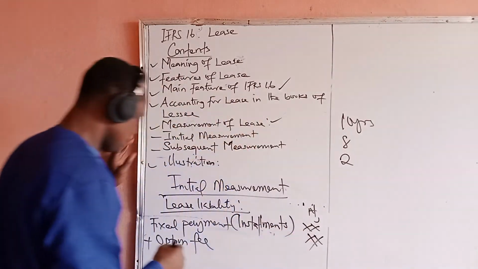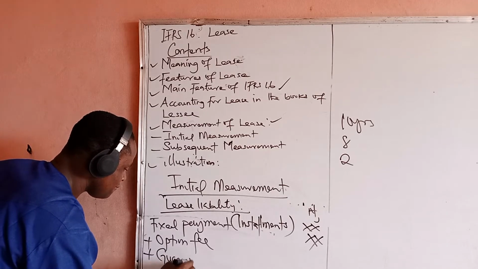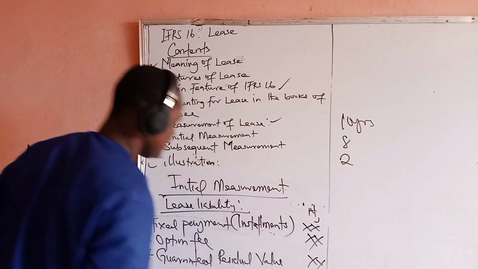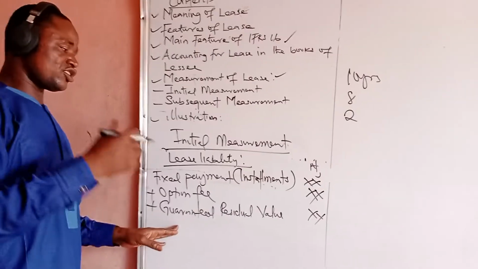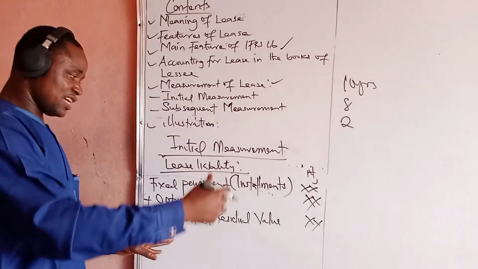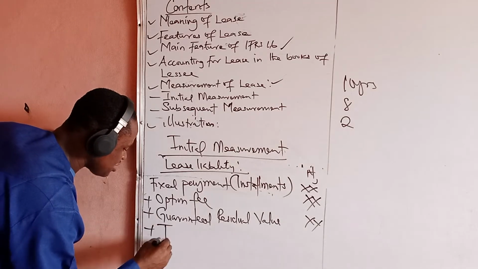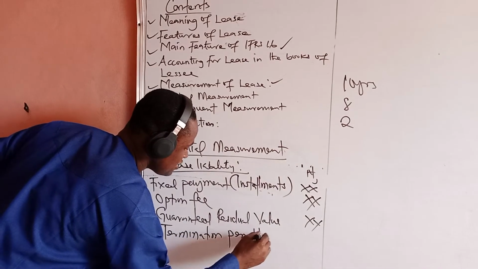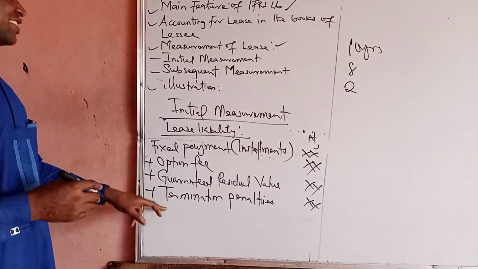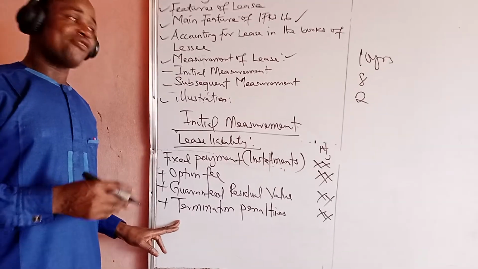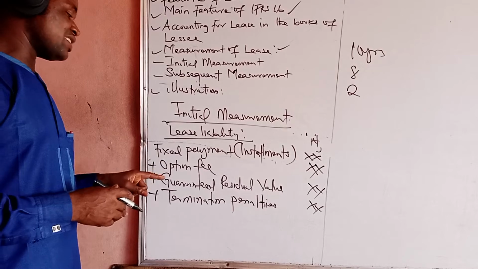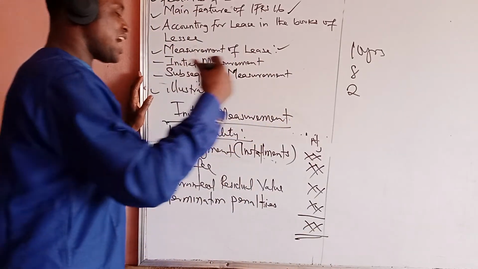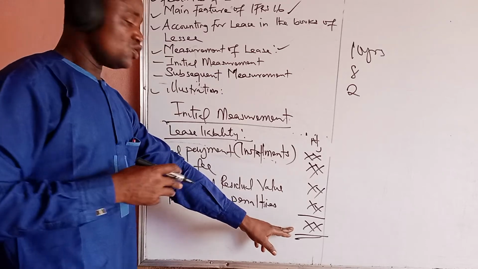You also add guarantee residual value. The amount that the lessee would guarantee the lessor as the value of the asset at the end of the lease term, plus termination penalties. That is, if the lessee decides to terminate the lease agreement before the end of the lease term, it must compensate the lessor by paying these penalties. So the sum of this is the cash flows that constitute the lease liability to be paid in the future.